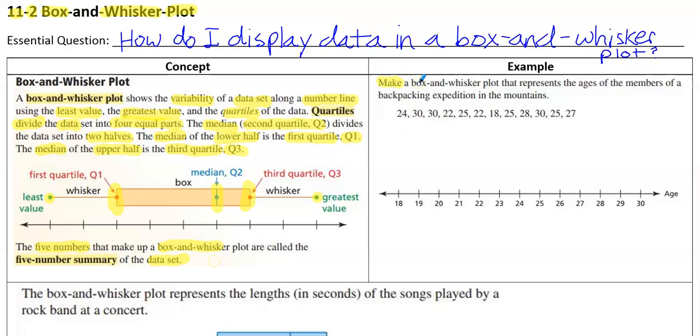Make a Box-and-Whisker plot that represents the ages of the members of a backpacking expedition into the mountains. Sweet. All right, let's talk about who is it? Oh, Hillary going up Mount Everest.